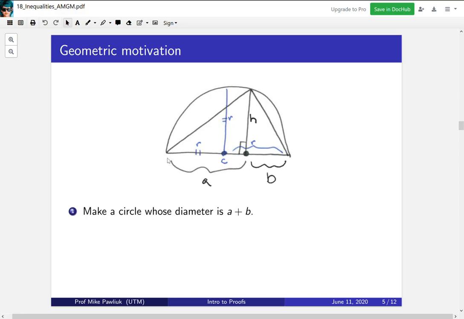Make a circle whose diameter is a plus b. So we take a plus b and make that the diameter of a circle. So the halfway point here is the radius. So this is the radius, this is the radius, and then if you go straight up, that's also the radius.